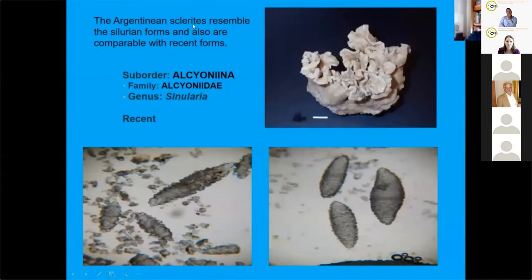The Argentinian sclerites resemble the Silurian forms, but some are also comparable with recent forms, such as the genus Sinularia, an Alcyonina form, recent, with the same kind of sclerites embedded in a soft tissue. This is a true soft coral, isolated in this soft tissue.